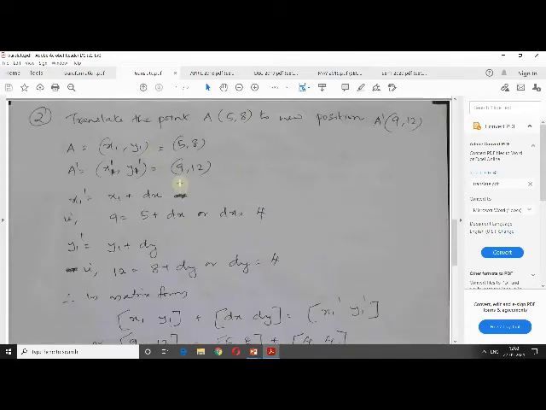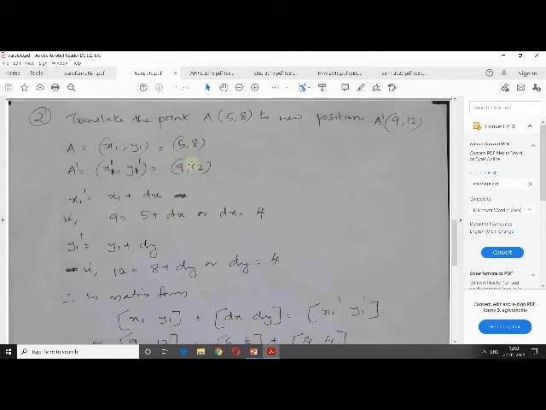Now, second question: translate the point A (5, 8) to the new position A dash (9, 12). A is x1, y1 = 5, 8, and A dash is x1 dash, y1 dash = 9, 12. So we can say x1 dash is equal to x1 plus dx. 9 is equal to 5 plus the difference, so we get dx is equal to 4, because 5 plus 4 is 9.